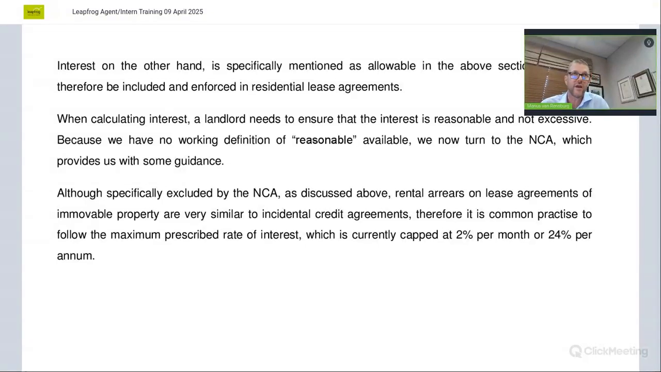So if you want to have in your lease agreement, Mr. Tenant, in the event that you're late on your rental, the maximum rate of interest we're going to charge you for late rental is 2%, and that 2% will accrue from the first day of the month or the second day of the month when it's late, then you can stipulate that in your lease agreement.